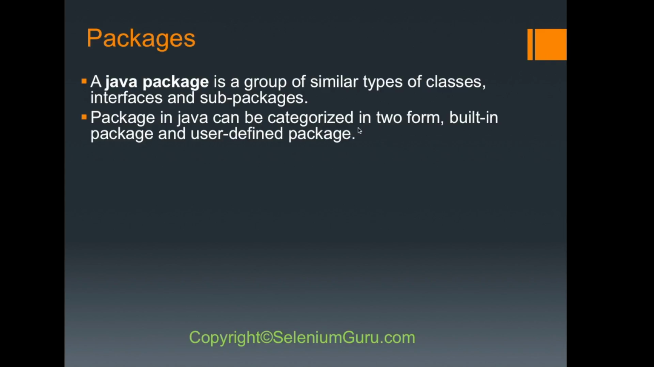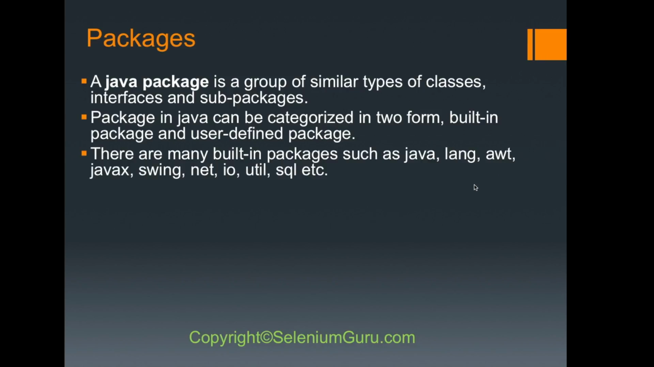Packages in Java can be categorized into two forms: built-in packages and user-defined packages. There are many built-in packages such as java.lang, java.awt, javax.swing, java.net, java.util, java.sql, etc. Let's say you wanted to use some other people's methods, some other people's classes. Then you're going to be working with other people's packages, just like Java has built-in packages for Swing, for javax, for SQL database, and so on. For IO, we're going to learn in future classes. You can use those built-in packages if you want to, but we're going to talk about the user-defined package.